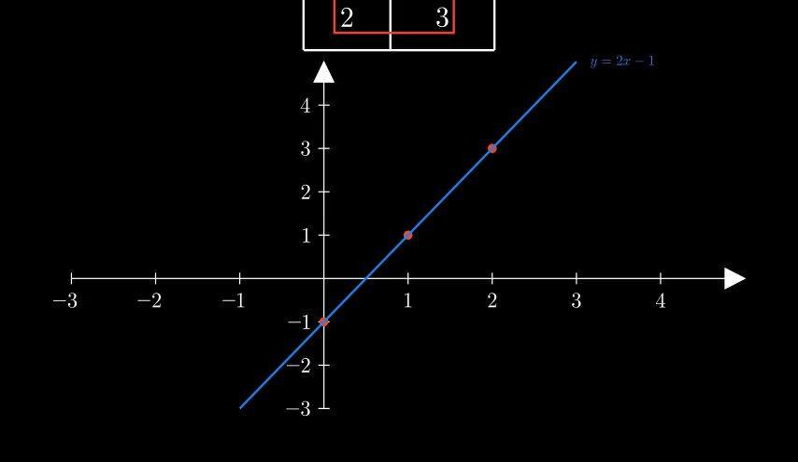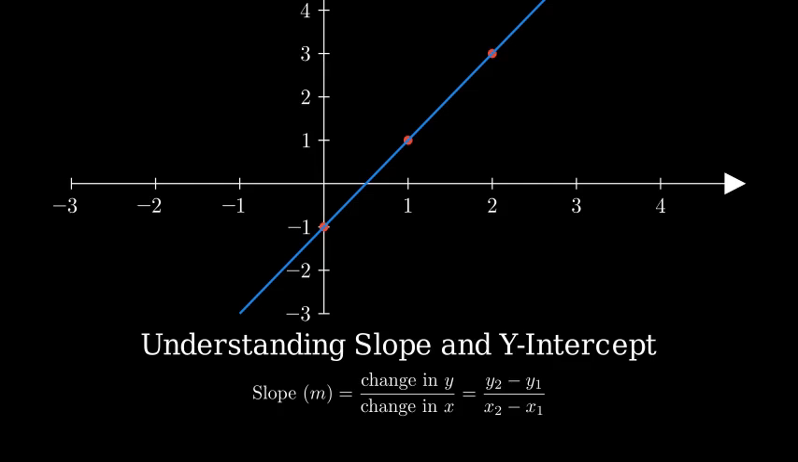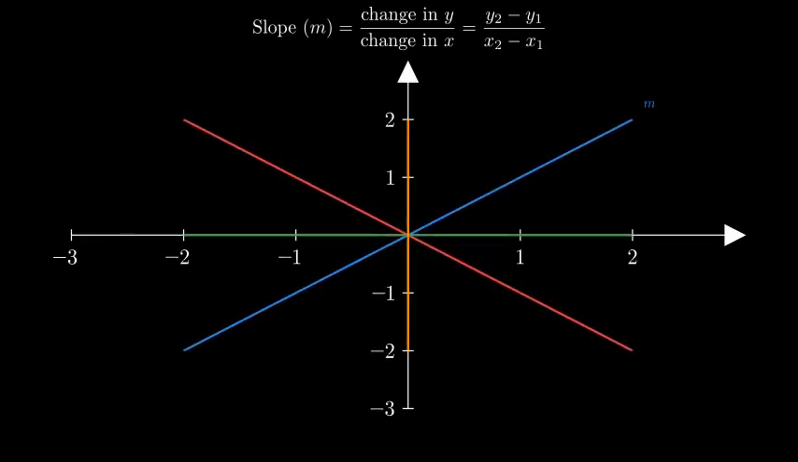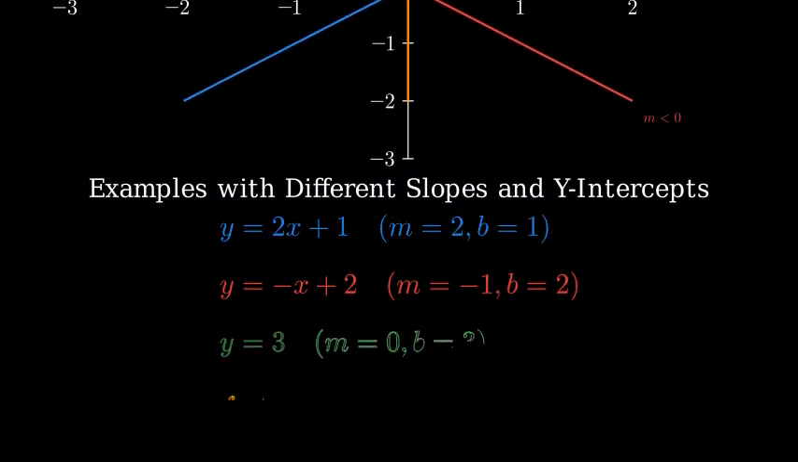Let's explore the slope-intercept form in more detail. In the equation y equals mx plus b, m represents the slope, which measures the steepness of the line. The slope is calculated as the ratio of the change in y to the change in x. A positive slope means the line goes up from left to right. A negative slope means the line goes down from left to right. A zero slope means the line is horizontal. An undefined slope, when the denominator is 0, means the line is vertical. The y-intercept, represented by b, is the point where the line crosses the y-axis. Let's look at some examples with different slopes and y-intercepts.